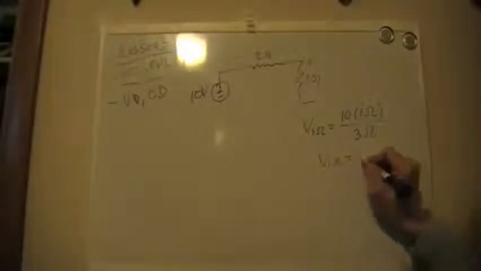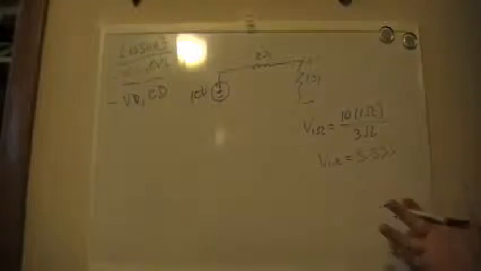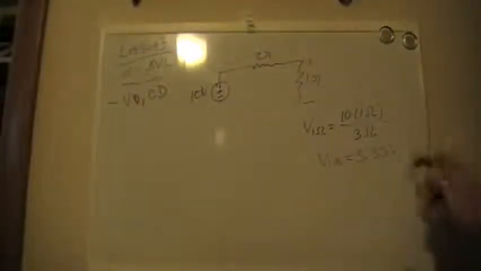So V of the 1 ohm resistor is equal to the resistance of the 1 ohm resistor, which is 1 ohm, times the voltage of the source, 10 volts, divided by the total resistance, which is 3 ohms. Hopefully you can see that V of the 1 ohm is going to be 3.33 volts, a third of the circuit voltage applied. So then obviously the 2 ohm resistor has approximately 6.66 volts across it.